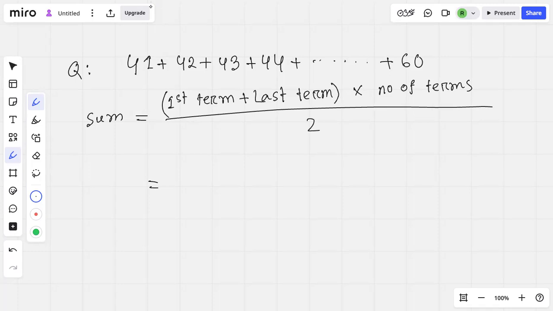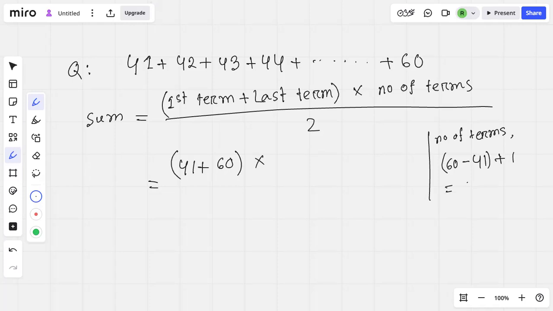Now we just put the values. First term is equal to 41 plus last term is equal to 60 multiplied by number of terms. So what is the number of terms here? It is very simple: the last term 60 minus first term 41 plus 1. And it gives us 19 plus 1, which is equal to 20. So the number of terms is 20 here, divided by 2.